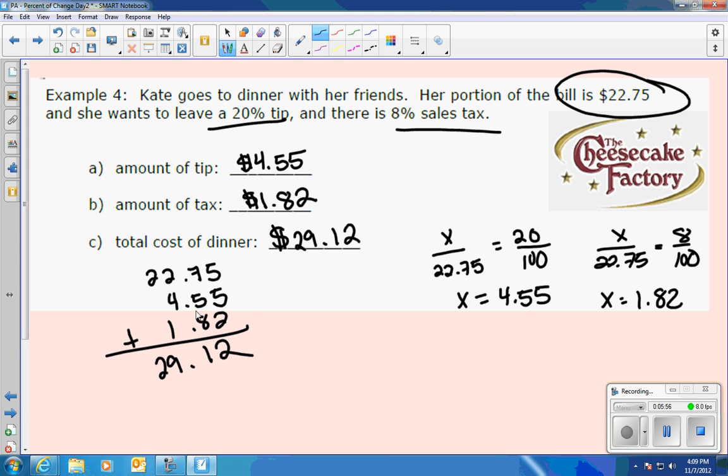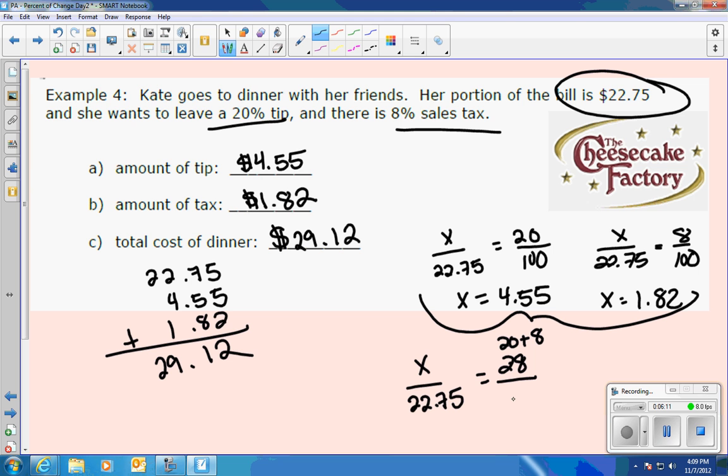Now, since we end up adding it all at the end, because these are both calculated on the original amount, you could have combined the 20 and the 8 and just found 28% of this original amount. However, I did it separately because I was looking for both of those amounts separately. If I had just been asking for the total cost of the dinner, then you could have just found 28%.